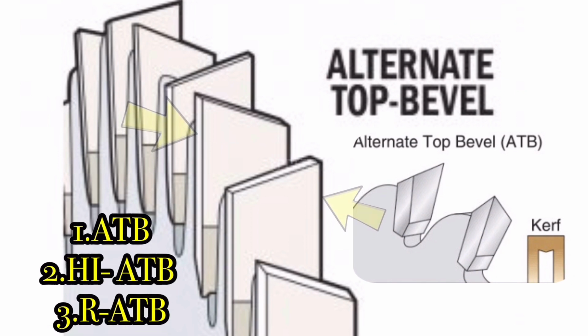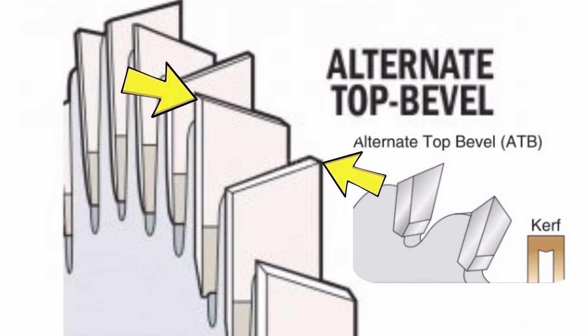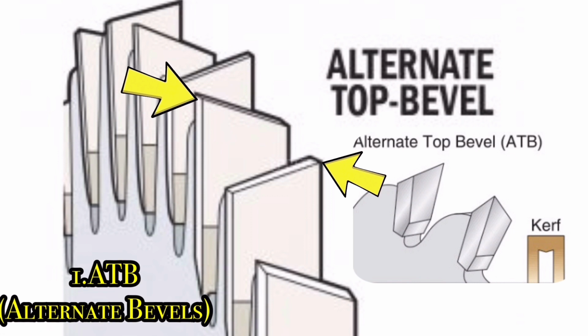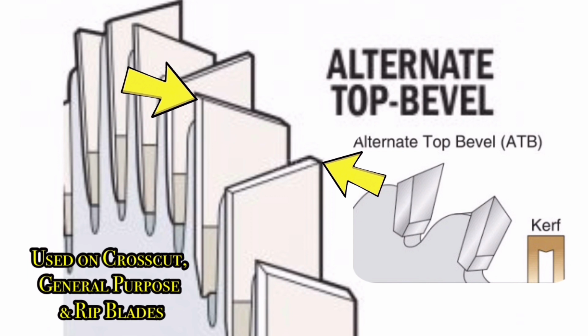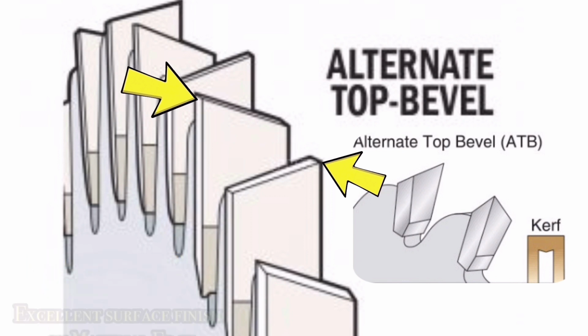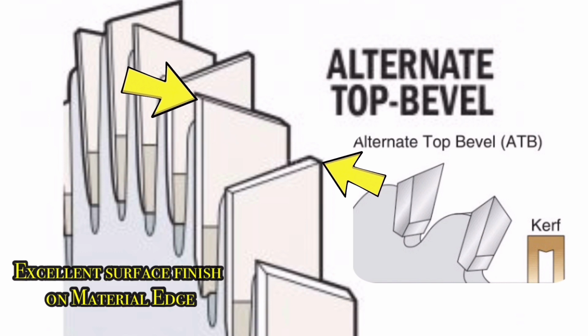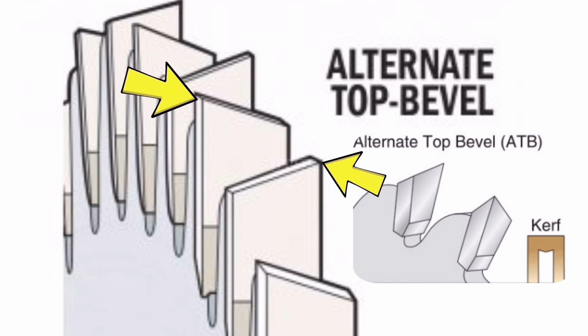For the alternate top bevel or ATB, you can see that the top isn't necessarily flat, but rather it is slopey and sharp and alternates to the left or to the right. Its teeth cut like knives and in effect score the wood to minimize tear out. And as you can see, the bevel angle varies. Increasing the bevel angle is tantamount to improving cut quality, but the durability reduces significantly. Your mundane ATB teeth are used on cross-cut, general purpose and some rip blades.